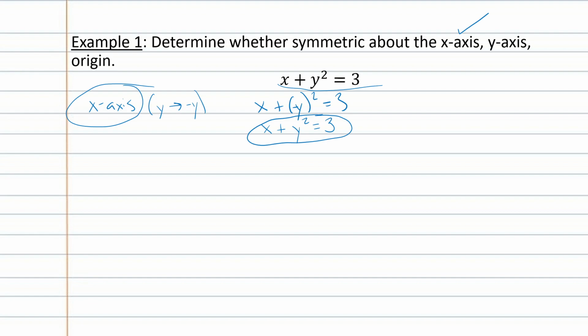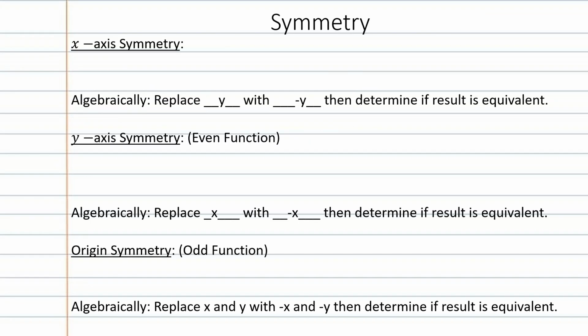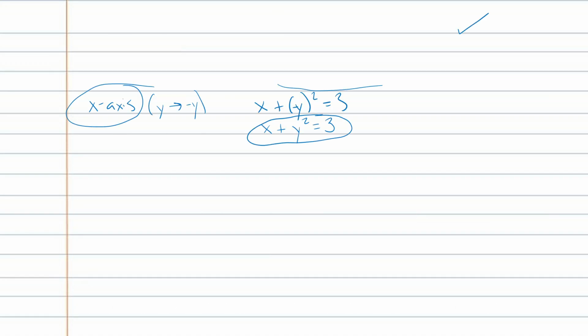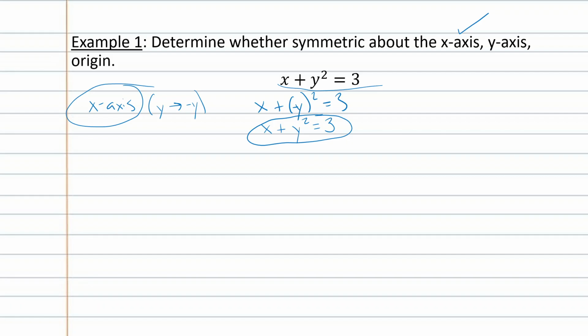Now, it can be all three, so we need to check all three. So we're going to go back here and check y-axis symmetry. We're going to see if it's an even function by replacing x with negative x. Alright, let's try this. So this would be negative x plus y squared equals 3. Now, does that create an equivalent expression to the original? It does not, and it cannot be simplified so that it is the original.